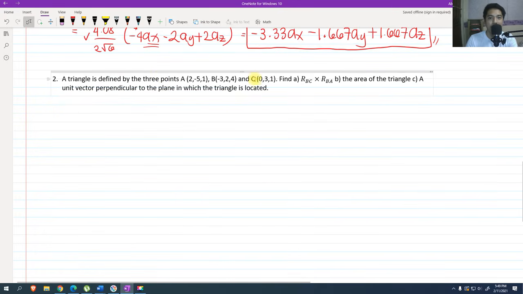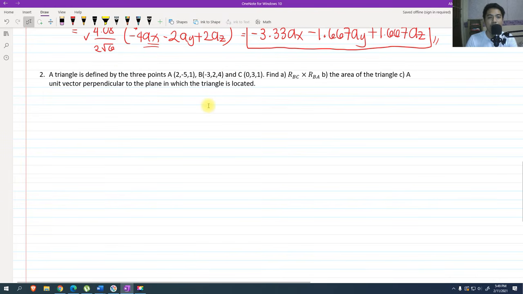A triangle is defined by the 3 points A (2, -5, 1), B (-3, 4) and C (0, 3, 1). Find the cross product of RBC and RBA. Okay? So first, we need to get the vector RBC, because these are still points. So we need to get the vector RBC as well as the vector RBA. So how do we do that again?